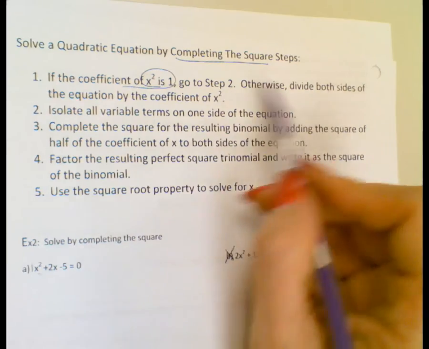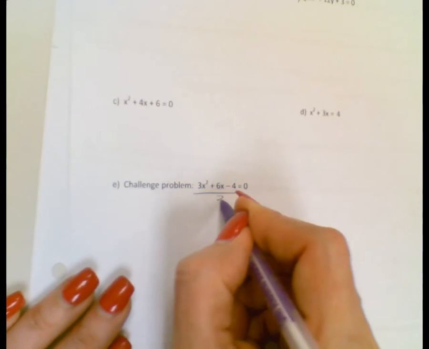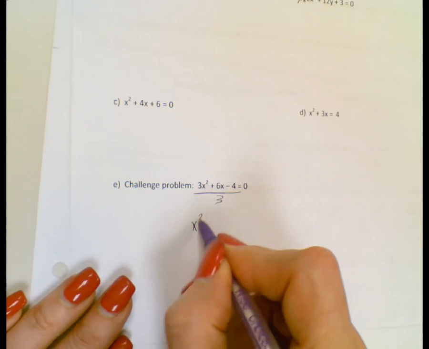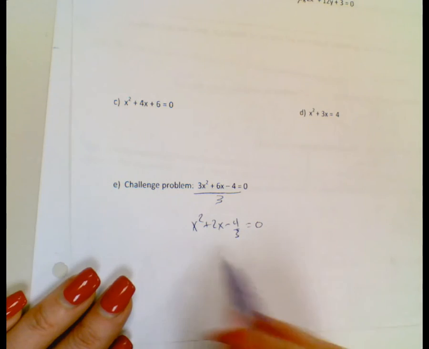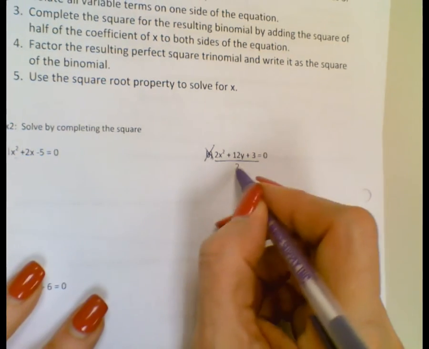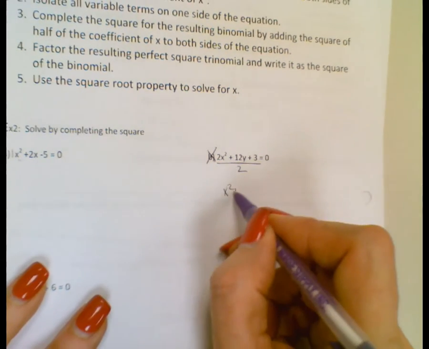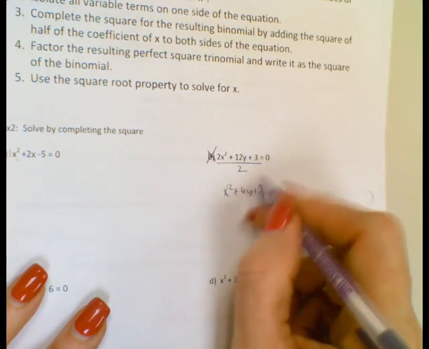Otherwise, you're going to have to divide both sides of the equation by the coefficient of x squared. So like in the challenge problem down here, since it's not a 1, you would want to divide everything by 3 and get x squared plus 2x minus 4/3. That's how you would start the problem. That's what step 1 means. So if you don't have a 1 there, divide everything by 3. So like in the one I just crossed out, you would divide by 2 to get this. But we're not going to do this one.